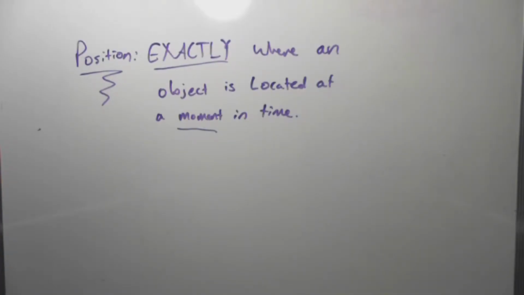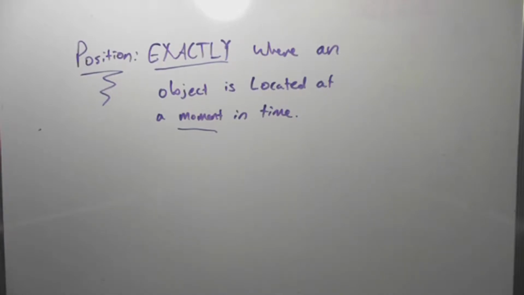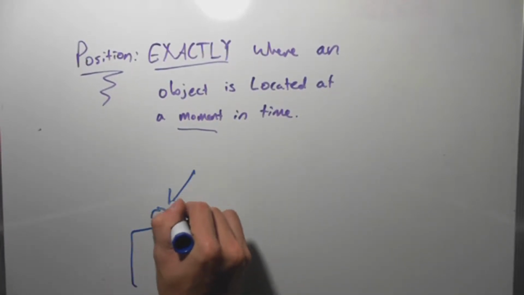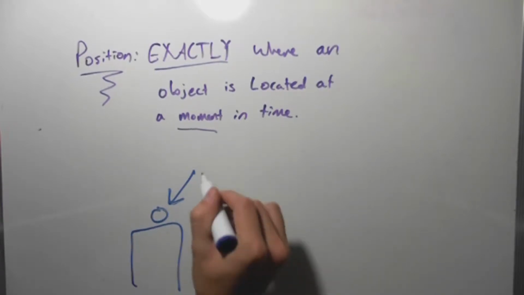Let's dive in. To start off, the definition of position is exactly where an object is located at a moment in time. Wait, so would a ball on a rooftop be a good example? Yes, the ball is the object, and the rooftop is the precise location.